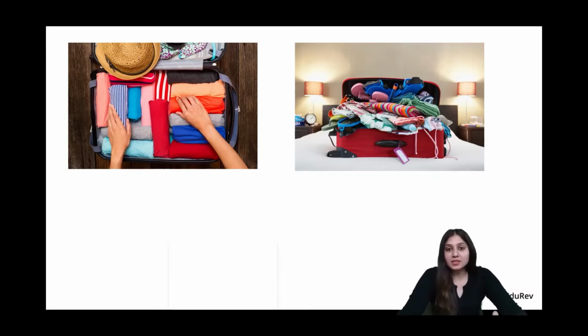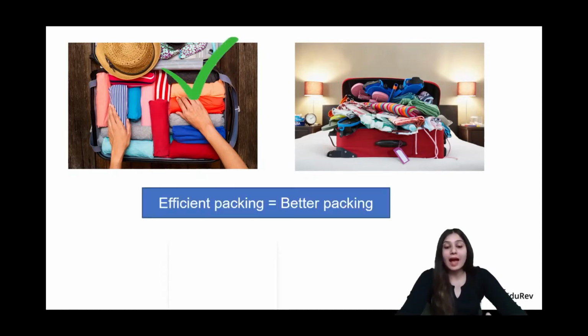So has the space altered? No, the space is the same. The amount of clothes is the same. The amount available in my suitcase is the same. So what is the difference? The difference is in the packing, and that is what we are going to study today: the packing efficiency. Of course it's quite clear that the first one is a more efficient packing, and efficient packing basically means a better packing, because we are able to pack more things in the same space.